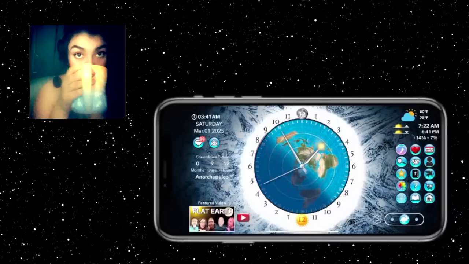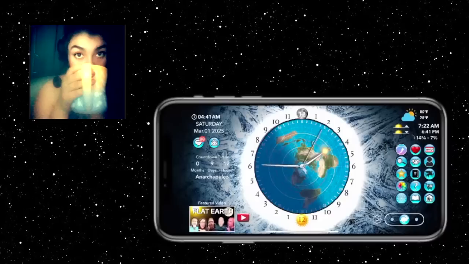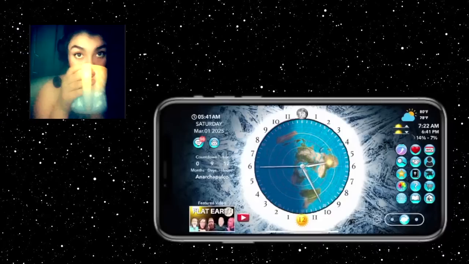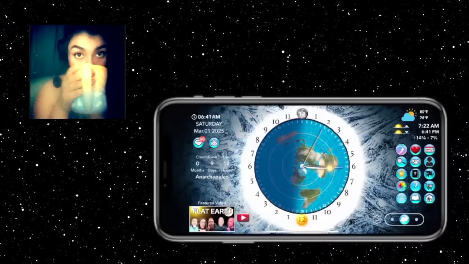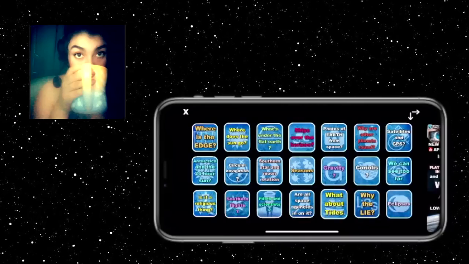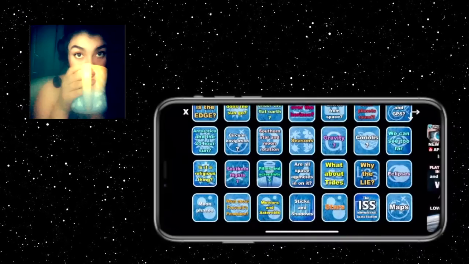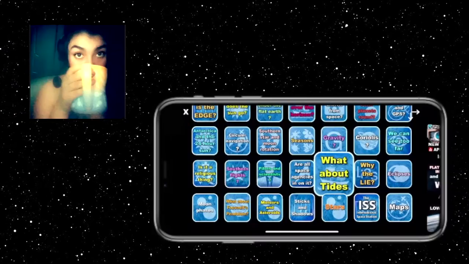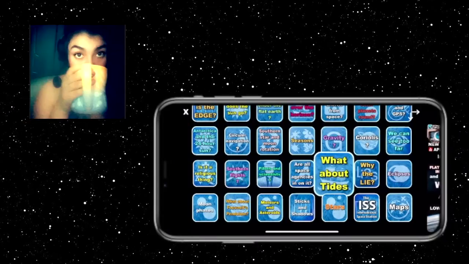I'm just confused about the frequently asked questions page on the Flat Earth Clock app, because where I live, it's really close to the ocean, right? And we have high tides and low tide like twice a day. Yeah. Well, twice a day. So, on the app, there's a section called What About Tides? And it has all of that stuff.